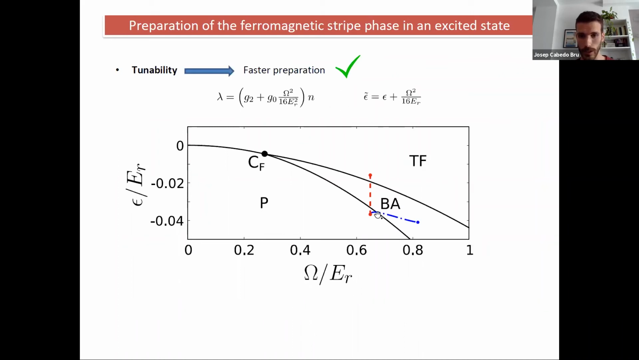We simulate this other trajectory now, where we start at the same point, but we approach the epsilon tilde zero line, which is here, by increasing the strength of the Raman coupling. So we will have two advantages here, aside from the fact that we can go faster. If we increase the energy scale of the system, we will also be more robust against noise and parameter fluctuations. And also we will even enhance further the size of the density modulation. So it's convenient to go this way.